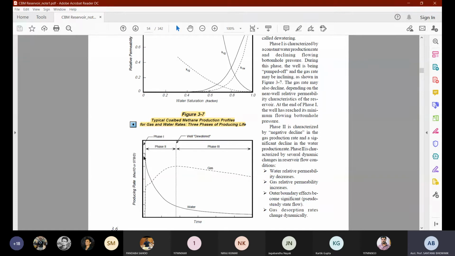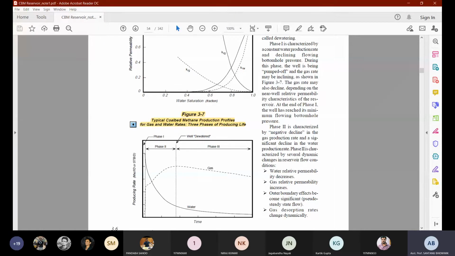Phase 1 is differentiated or defined by a constant rate of water production. This is phase 1, the small amount. What is happening? Suppose a coal bed methane reservoir is there at some depth. The coal seam is situated at some depth, and there is already water in it, so obviously water pressure is also there. Now you have connected the reservoir through a borehole, you have put in a pump, and now you are going to take out the water at a constant rate.